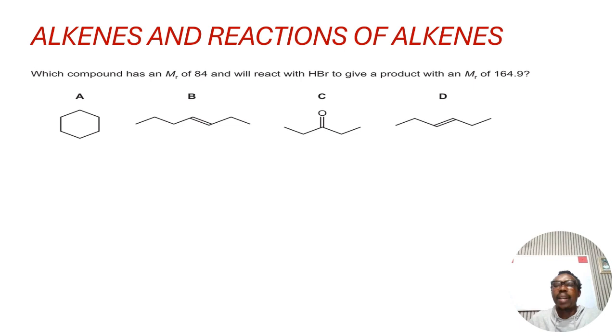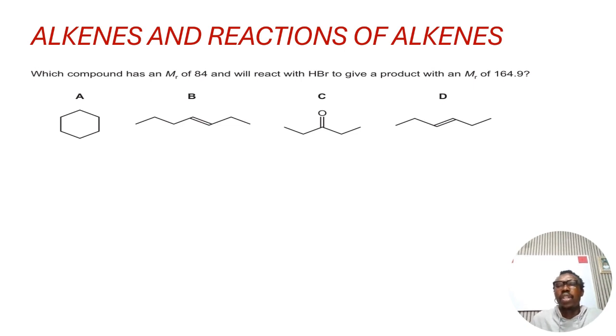Still on alkenes and reactions of the alkenes. We all know that the major reactions of the alkenes have to do with electrophilic addition. We'll talk about oxidation, combustion, but the major one is electrophilic addition. So this is a typical A-level chemistry question. Which compound has an Mr of 84 and will react with hydrogen bromide to give a product with an Mr of 164.9? So we look at the options.